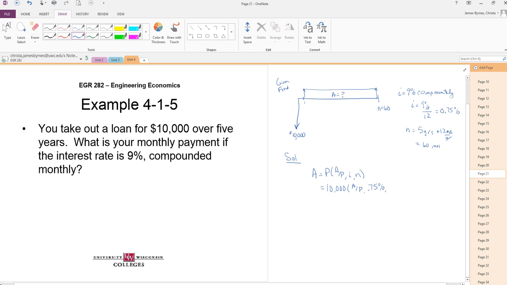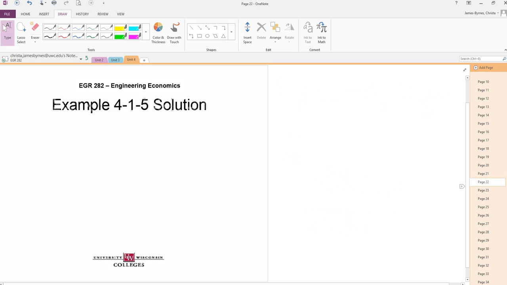0.75% for 60. We look in the back of the book. Sure enough, we have 0.75%. That is 0.0208. Again, you could use that big formula, but I'd rather use the book. My payment is $208 per month. That's my car payment, or whatever I took out that loan for. There's my uniform series. I pay $208 a month. Pretty straightforward. Let's get a little more complicated.